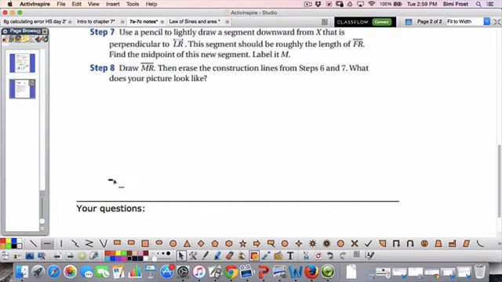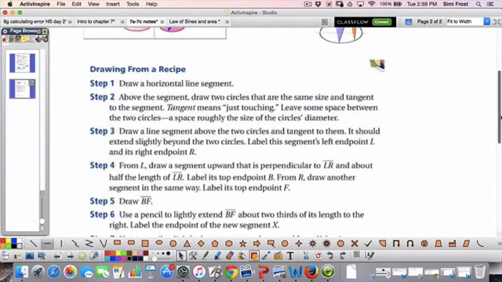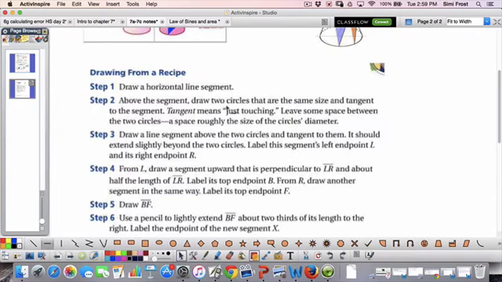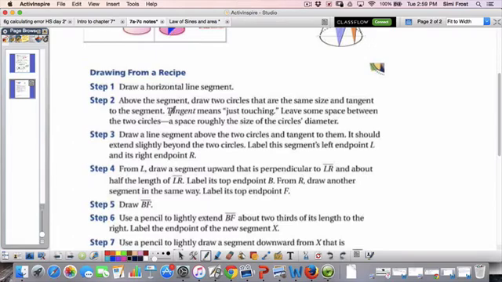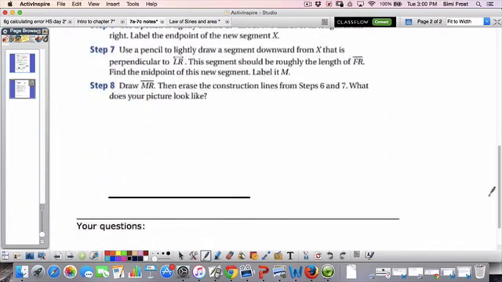So I do not need arrows on the end, but just like that as a horizontal line segment. Then it says above the segment, draw 2 circles that are the same size and tangent to the segment. And then it's giving us some important information here. But tangent means just touching. Leave some space between the 2 circles, a space roughly the size of the circle's diameter. So let's go ahead and give that a try down here.